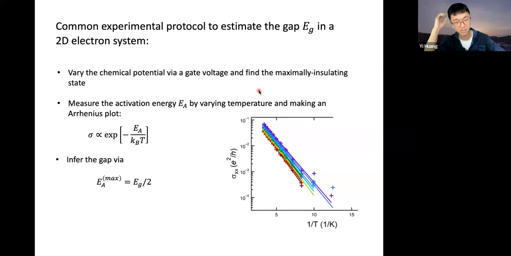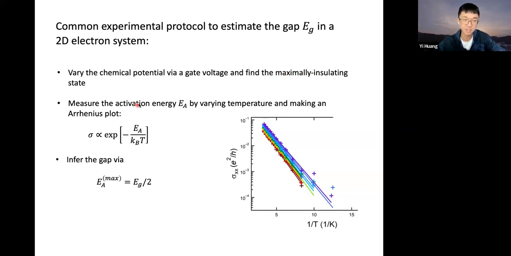Such a physical picture is related to a lot of recent experiments, because experiments want to estimate the gap using transport experiments. What they do is vary the chemical potential in their system. Nowadays they are dealing with 2D electron systems, so it's quite easy to tune the chemical potential by applying a gate voltage. By doing this, they can find the maximally insulating state.